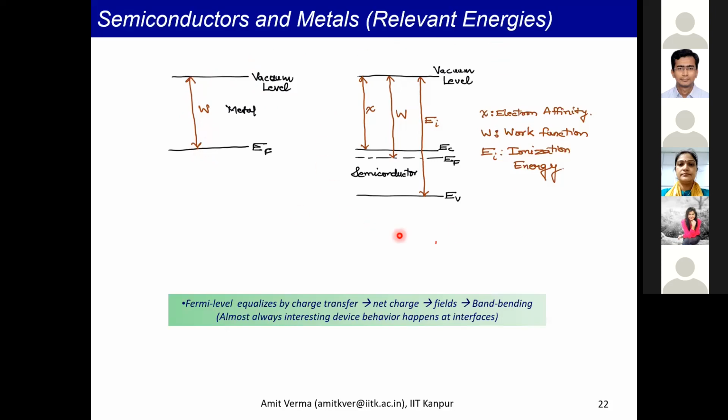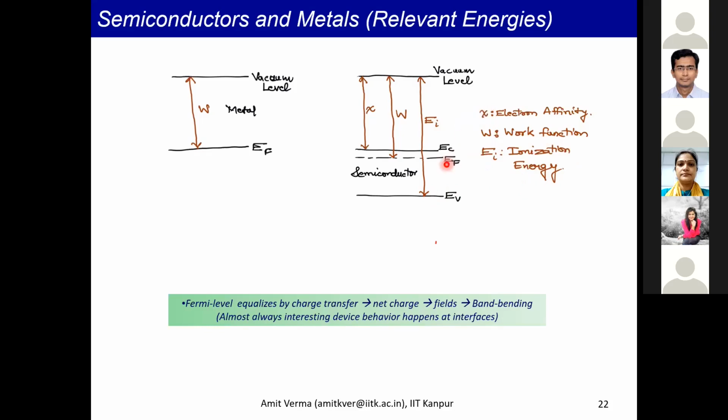On the other hand, when we are dealing with semiconductors, there are a number of energies we need to be aware of. One is, what is the energy between the conduction band and the vacuum level? This is known as electron affinity. Then what is the energy between the vacuum level and the valence band? This is known as ionization energy. So the difference between ionization energy and electron affinity is the band gap.